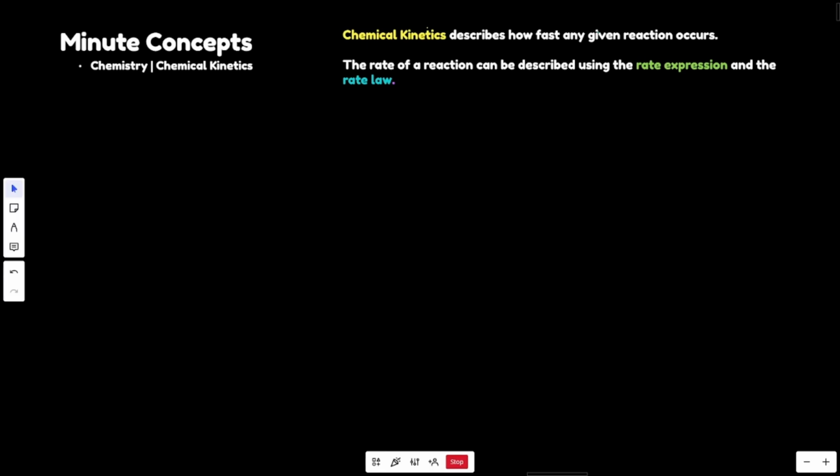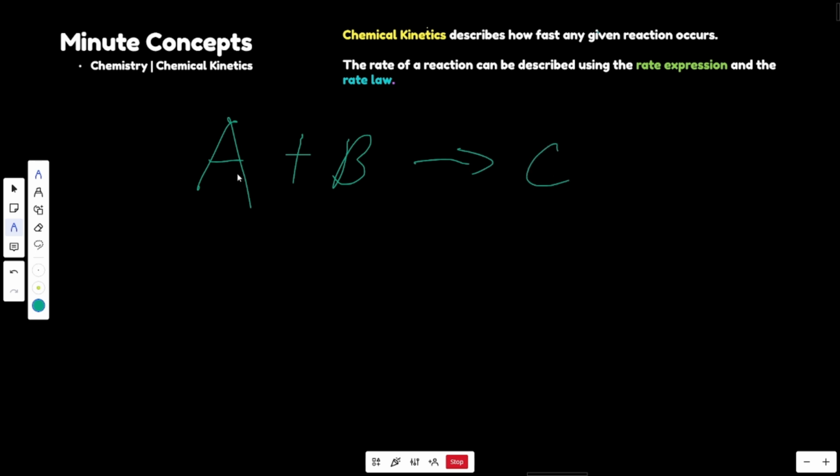Hello everyone and welcome back to another mini concept, this time about chemical kinetics. So chemical kinetics describes how fast any given reaction occurs, as seen on the screen. Now, when we think of a reaction, we normally describe it as, for example, A plus B turns into C. So when A reacts with B, it normally yields C. So this is a reaction.